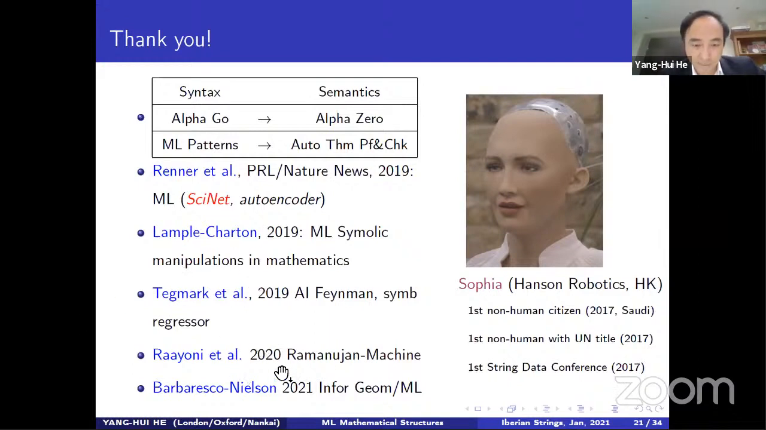Lample and Charton, and Bayoni and Barbaresco, these guys are focusing on: can I feed in enough integral identities for it to spit out a new integral identity? I think Lample and Charton were able to actually get a couple. This is early days, but we could see that this way of developing.